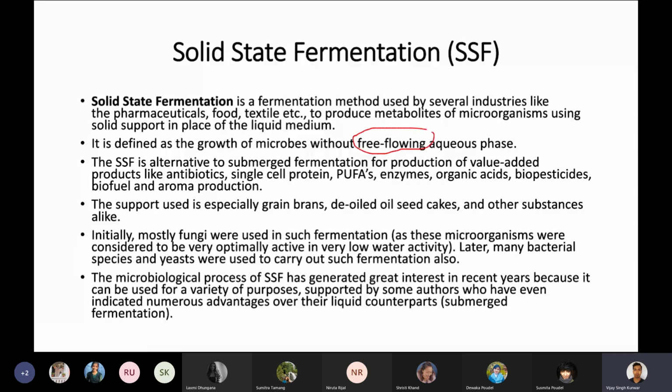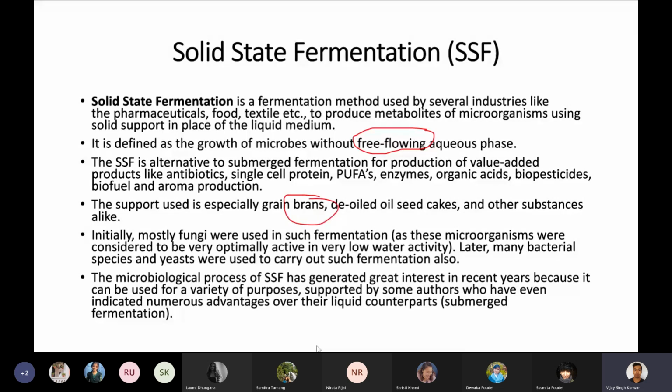So SSF is alternative to submerged fermentation for the production of value-added products like antibiotics, single-cell protein, PUFAs, right? Polyunsaturated fats, enzymes, organic acids, biopesticides, biofuels, and aroma production. So the support used is generally grain bran, de-oiled oil seed cakes, and other substances like, right? Normally, bran, right? So, grain external covering, right?